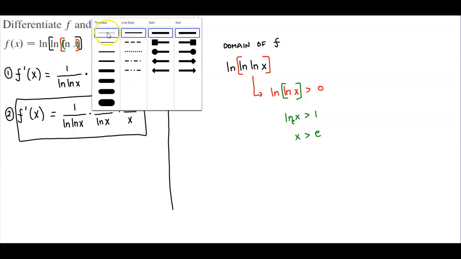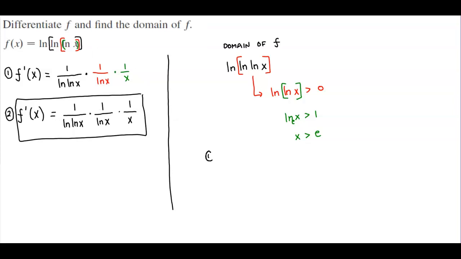So that means that on our number line, we know that it has to be greater than e. So we have a parenthesis going towards infinity. So it's going to be from e to positive infinity for the domain of the function.